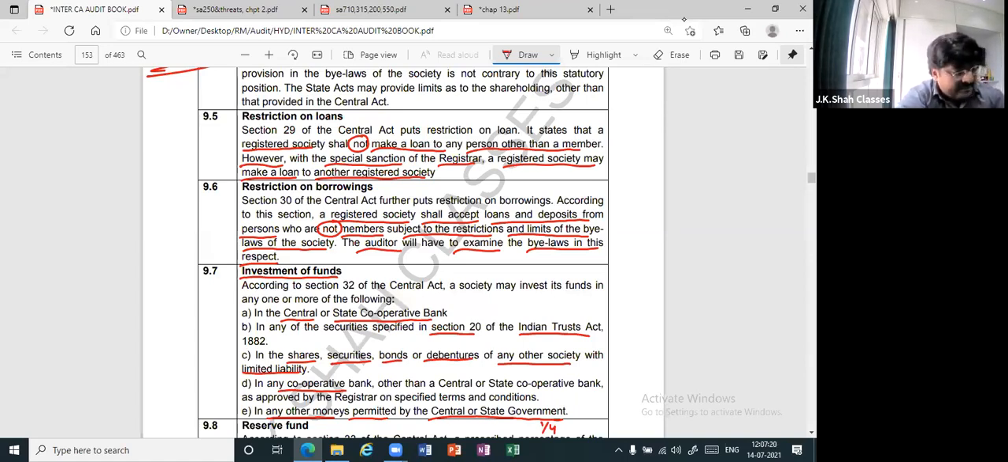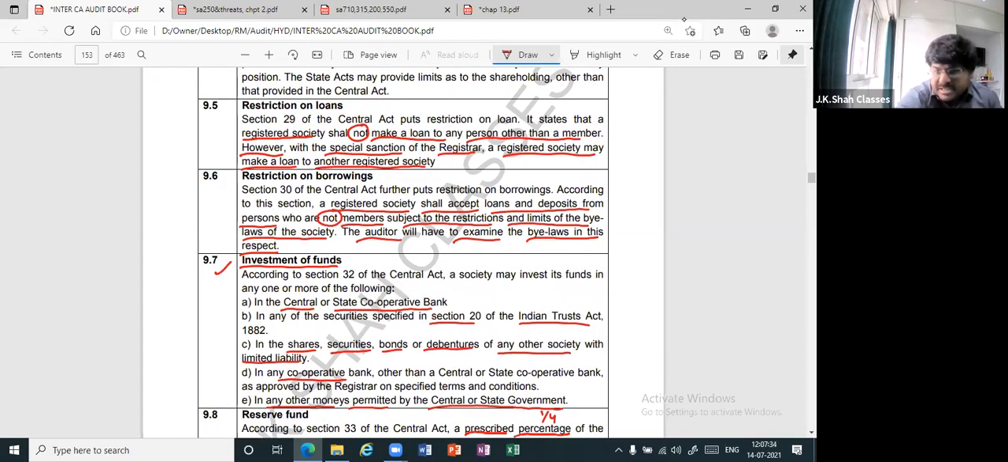Can I say obviously every month we pay maintenance to the society? Now, when we pay maintenance, can I say they get funds? When they get funds, can I say that funds should not be kept idle? They should be invested. Then where should they invest the funds? That is what is given. They should invest the funds in any one or more of the following: in central or state cooperative banks. Most cooperative societies always keep their funds in fixed deposits in cooperative banks.